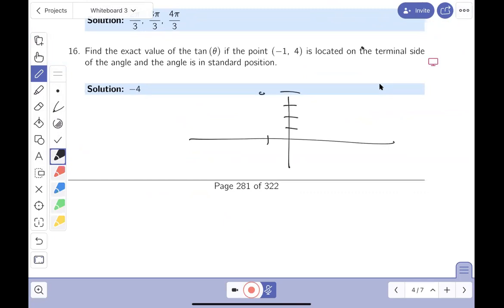And that's a standard position problem. And this is theta. And the abscissa is minus 1 and the ordinate is 4. And what's the tan of theta defined by? 4 over minus 1. I'll write that down.